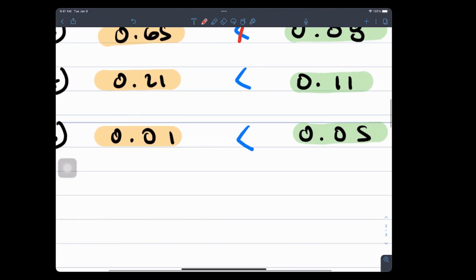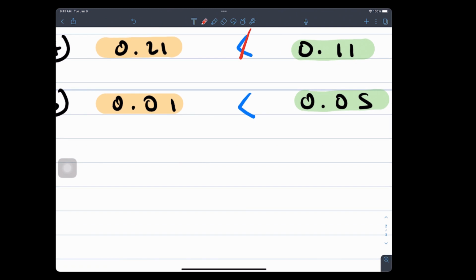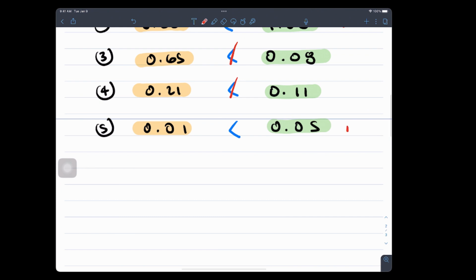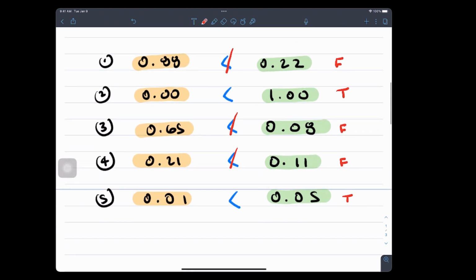Is 21 cents less than 11 cents? No. Is 1 penny less than 5 cents? Yes, this is true. So this is true. False, false. What do you guys think? Is that okay? Is that easy peasy lemon squeezy? All right. Anybody have any questions on this? Because we're going to use this today. It's the basis of what we're going to use today.